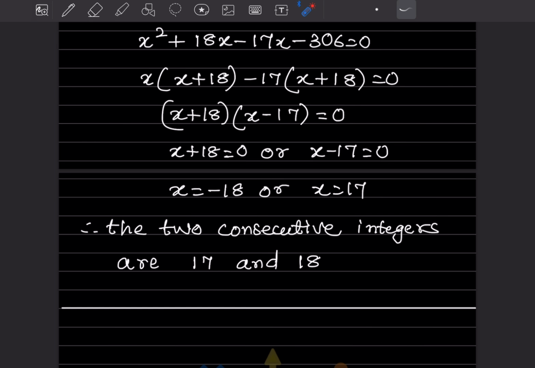So the two consecutive numbers, we can say, are x and x plus 1. So here x means we will take 17, we will ignore the negative one. And x plus 1 means 17 plus 1, that will be 18. So the numbers are 17 and 18.